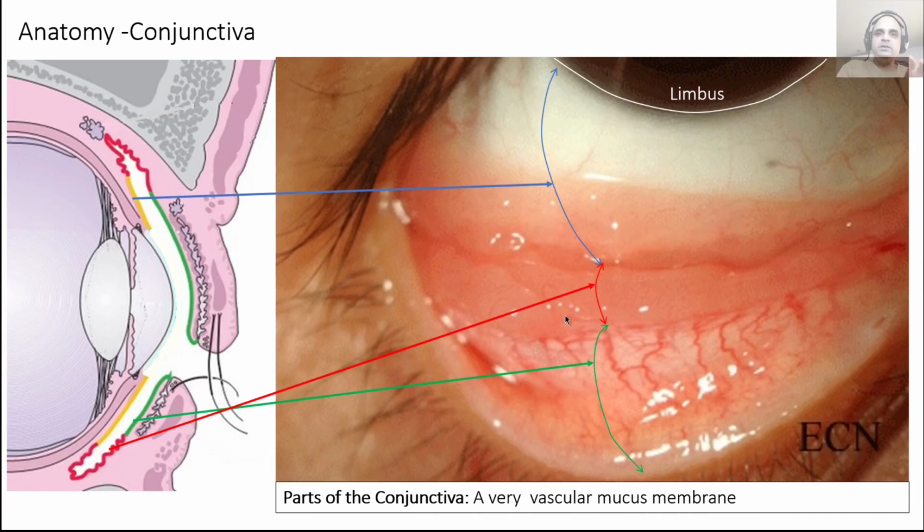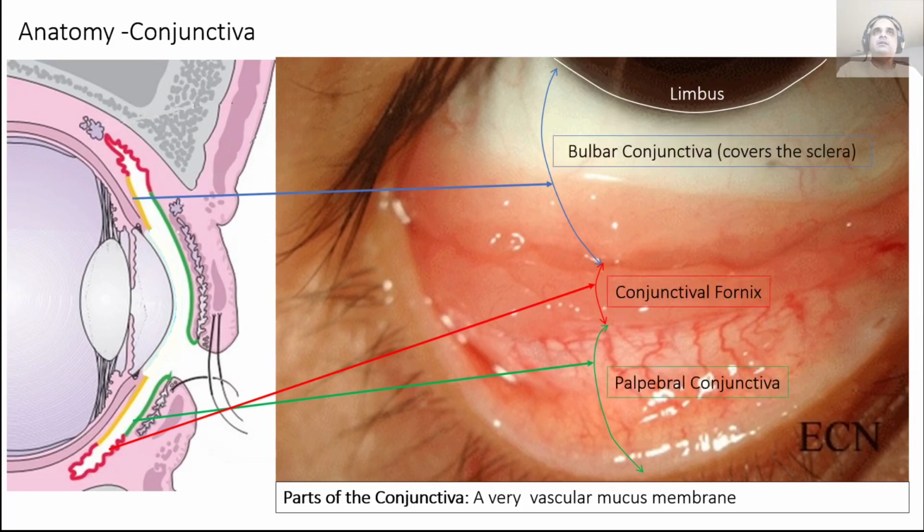And all of these three parts are continuous with one another. So the palpebral conjunctiva continues on into the fornix, continues on into the bulbar conjunctiva. The bulbar conjunctiva begins at the limbus. The limbus is a transition zone between the cornea and the sclera. The conjunctiva does not cover the cornea. Please remember that. So bulbar conjunctiva, conjunctival fornix, and palpebral conjunctiva are the three divisions of the conjunctiva.